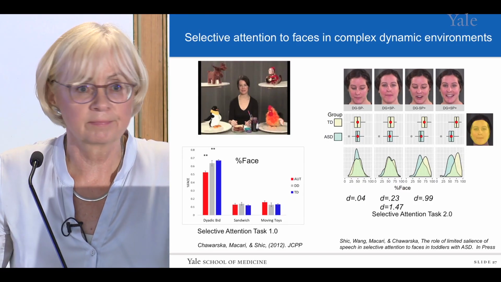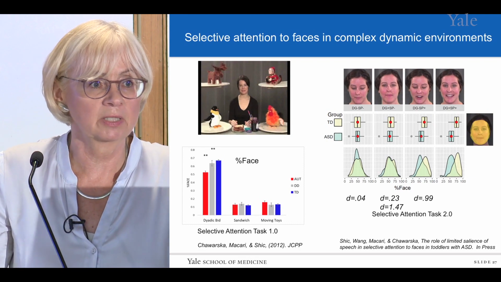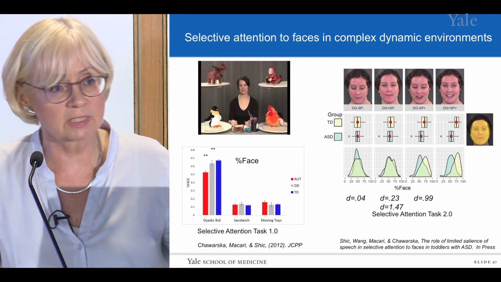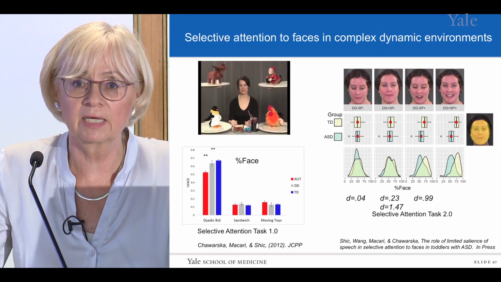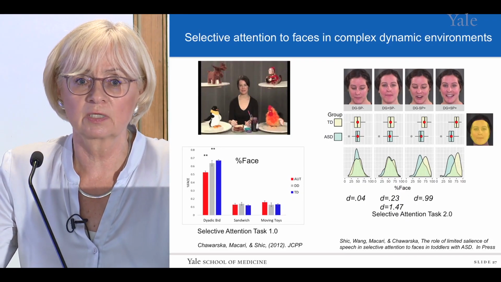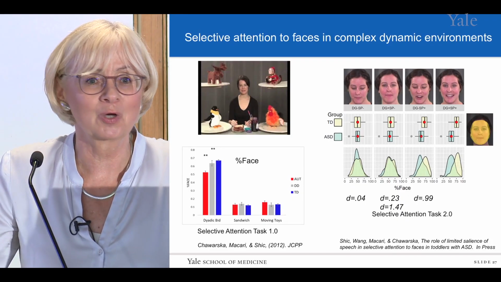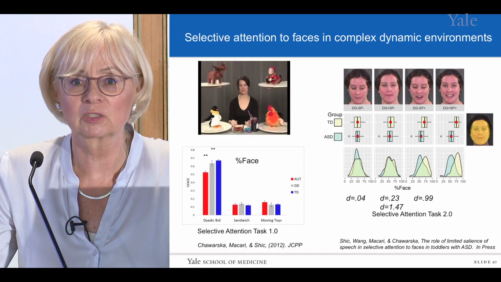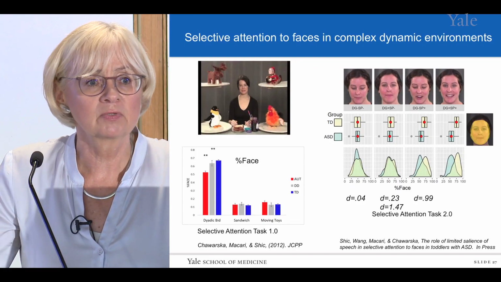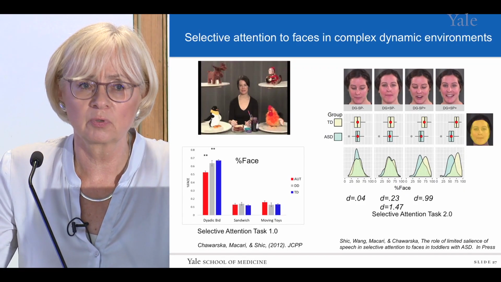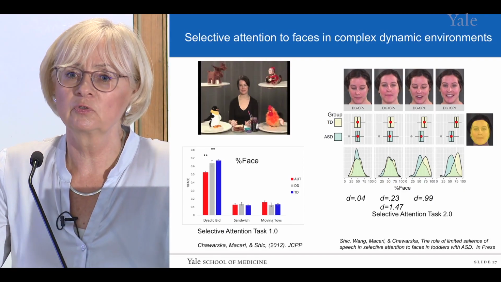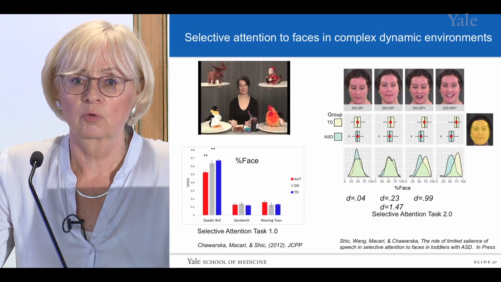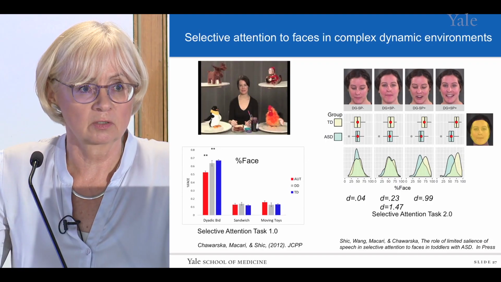Since then, we replicated the study, and other people replicated the study. We also extended the study, trying to understand what the factors are that separate children with autism from typically developing or developmentally delayed children. And we found that the factors that are particularly important have to do with the presence of speech, or the combined presence of speech and eye contact.